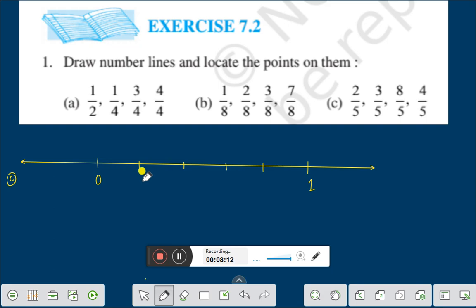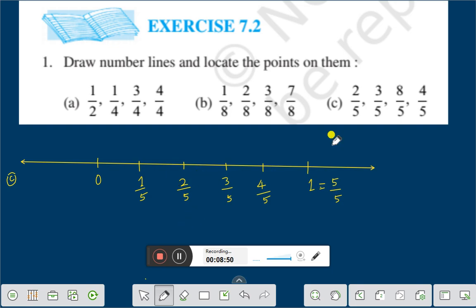5 equal parts. Now, out of 5 equal parts, you can say that this is 1 part out of 5 parts, right? This point is 2 parts out of 5 parts. This point is 3 parts out of 5 parts. This point is 4 parts out of 5 parts. And this point is 5 parts out of 5 parts. That is 1. 5 by 5 is equal to 1.